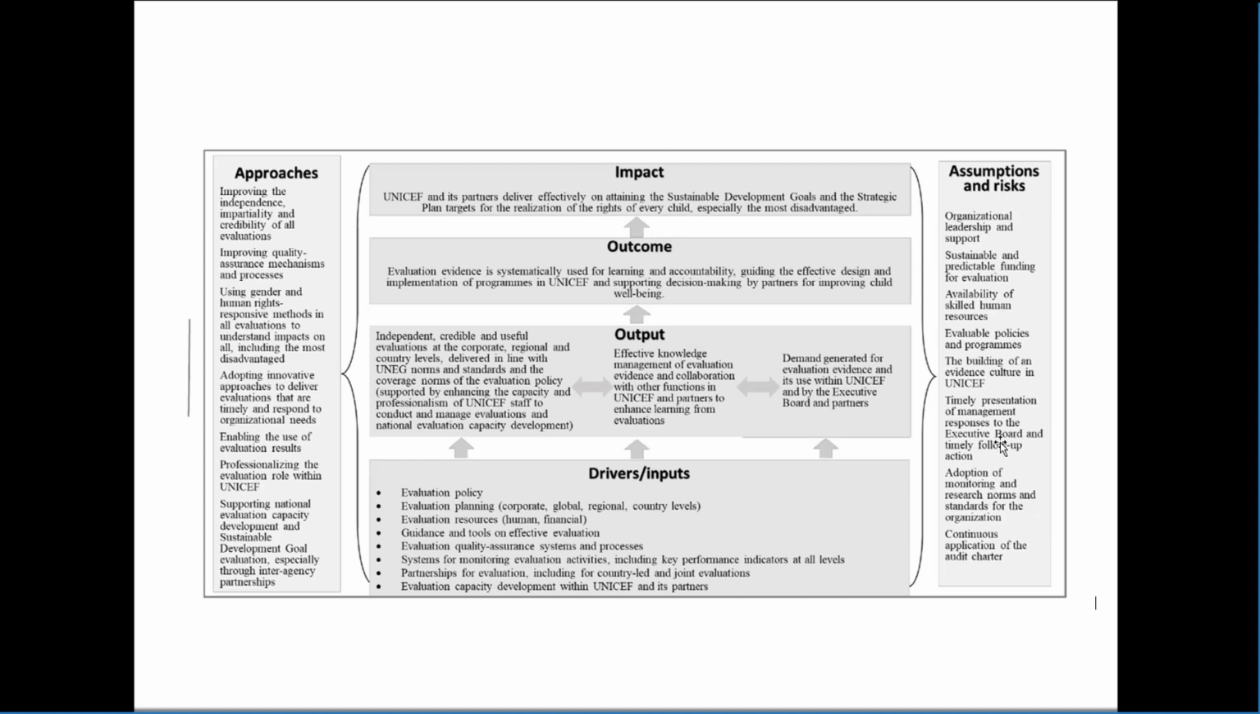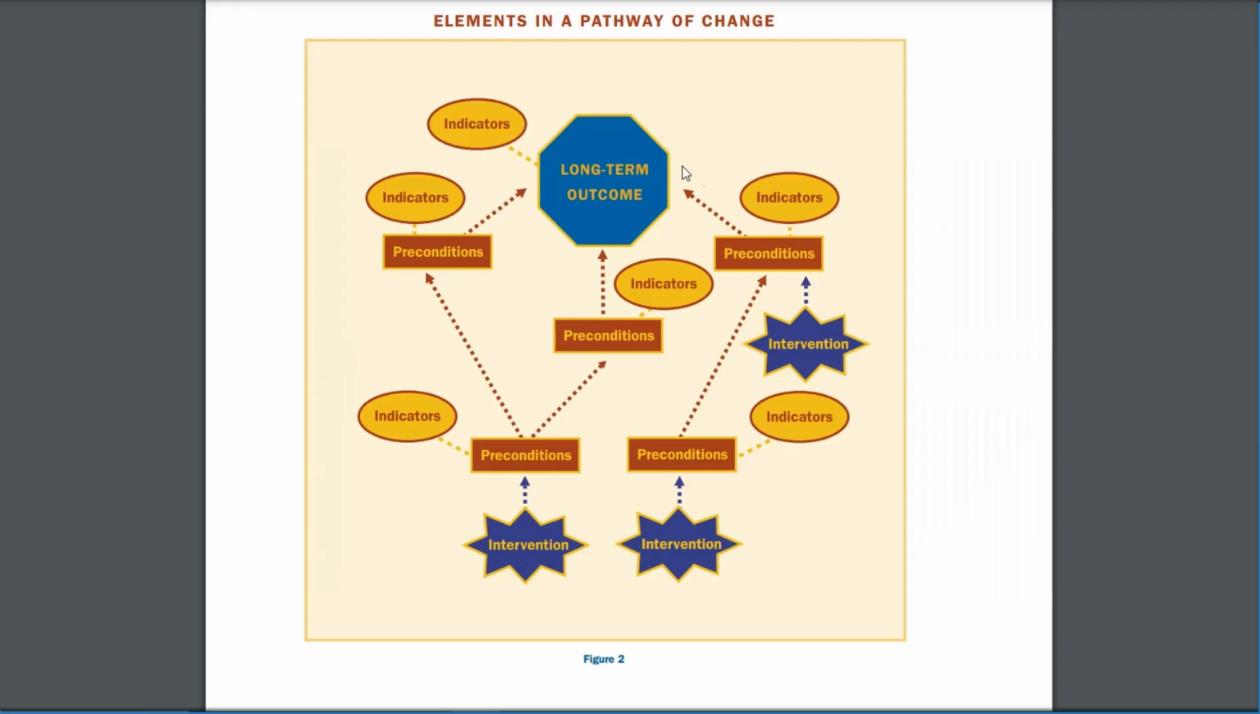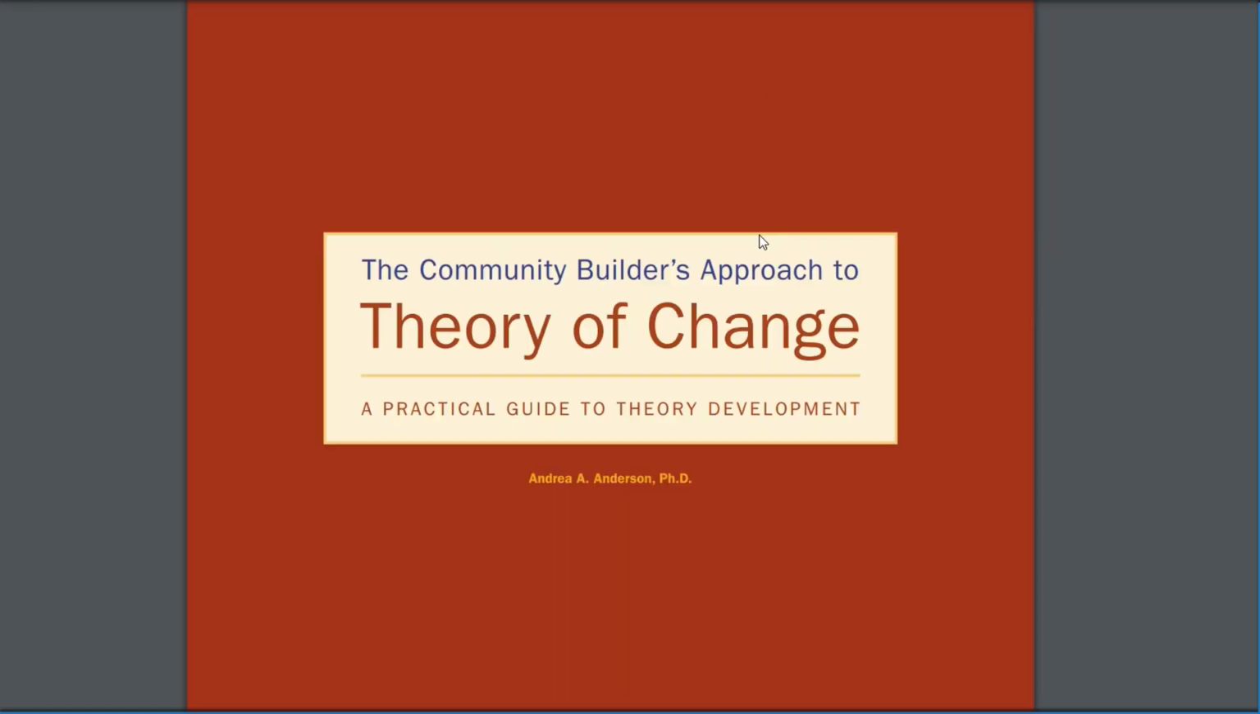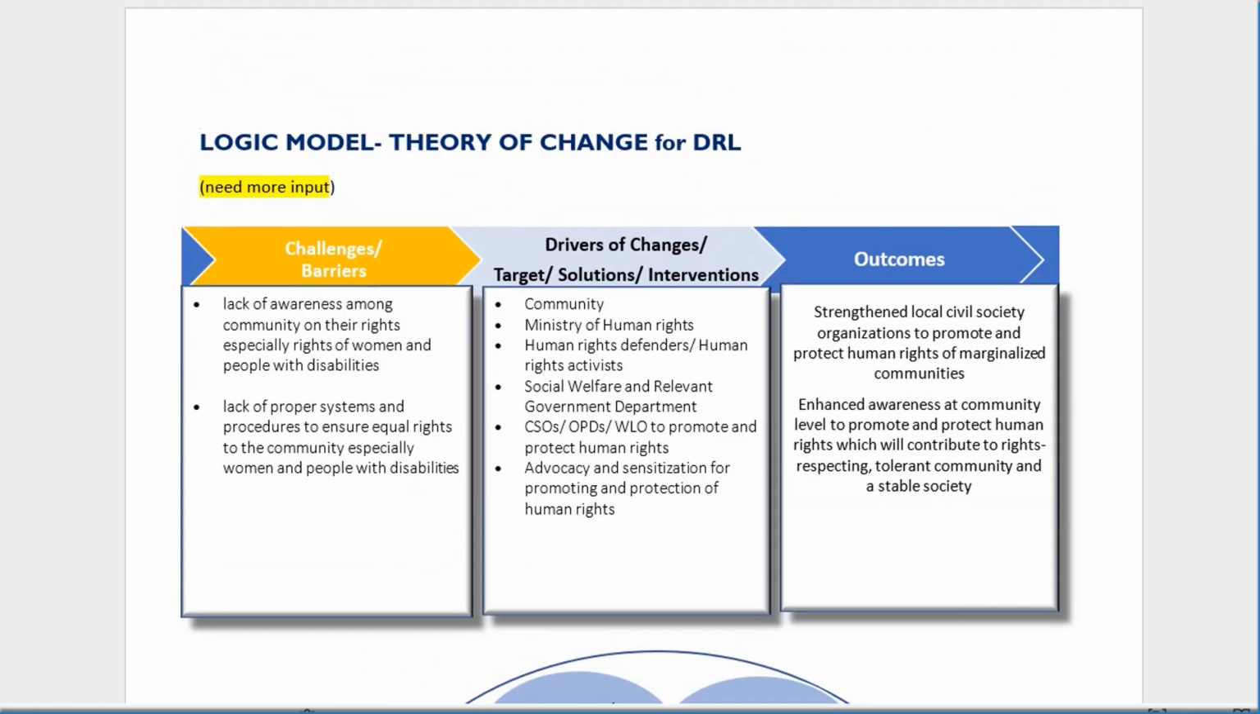On this side are assumptions and risks, and here are some approaches. This is also one of the templates that you can use. You will find this document also in the folder Theory of Change, a practical guide to theory development. You can also use a simple template like this, problem and then the challenges, barriers, and what could be the target, solution, intervention, and the outcome.